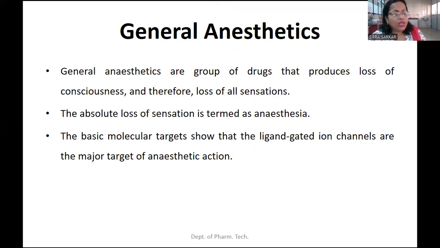The basic molecular targets show that ligand-gated ion channels are a major target of anesthetic action. That means where we have to give the drug, we should know where the drugs are active. They work on the ligand-gated ion channels of the CNS or any cell of the body where the particular surgery is to happen. The ligand-gated channels have to be inhibited or blocked. That's why the drug will be active.